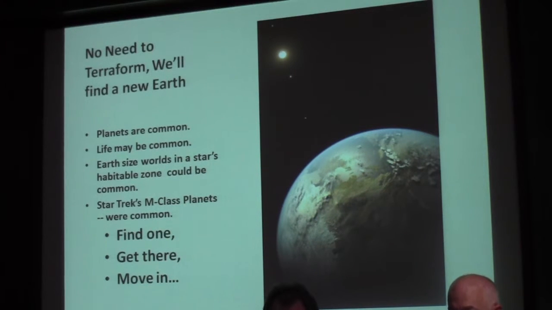Earth-sized worlds in the star's habitable zone, again, if you have enough stars to look at, may actually be pretty common. In Star Trek, they couldn't go more than a parsec or two before they found an M-class planet, so they must be pretty common. So the idea is just go out there, find one, move in, hey, life is good.